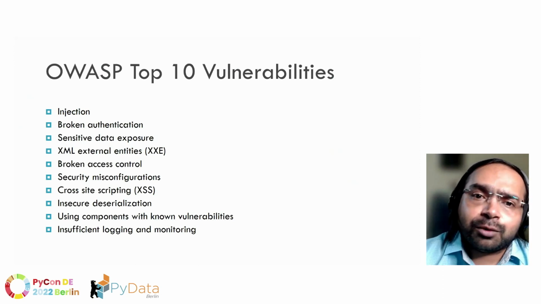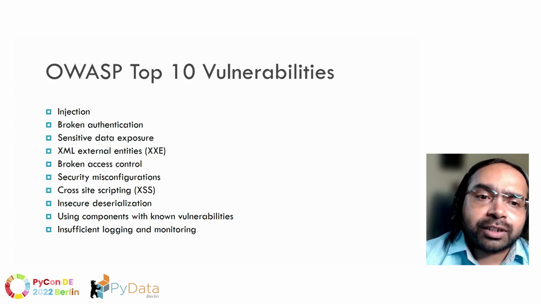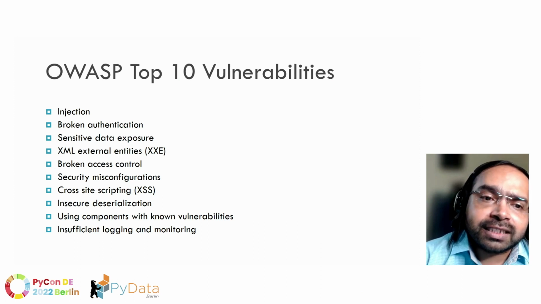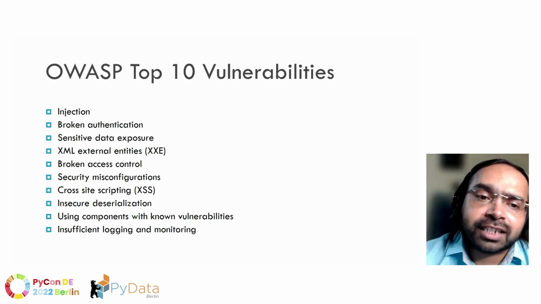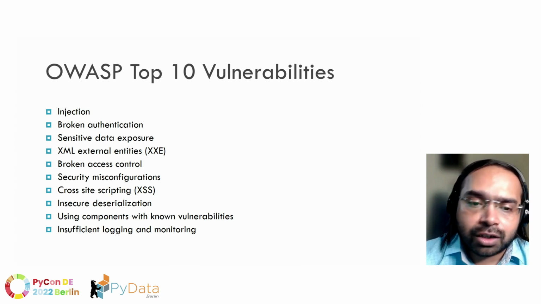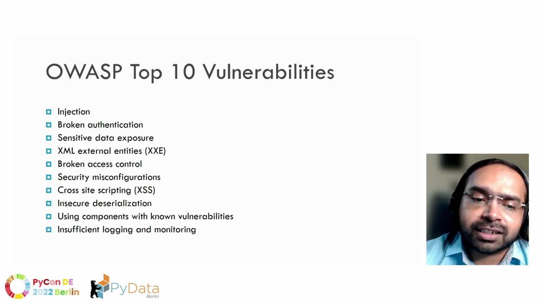Now let us see OWASP top 10 vulnerabilities. As I have mentioned, OWASP is a non-profit organization, stands for Open Web Application Security Project. These are the top 10 risks. First one is injection, then broken authentication, sensitive data exposure, XML external entities, broken access control, security misconfigurations, cross-site scripting, insecure deserialization, using components with known vulnerabilities, insufficient logging and monitoring.